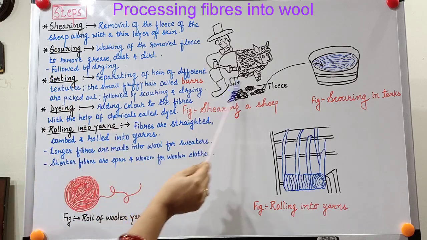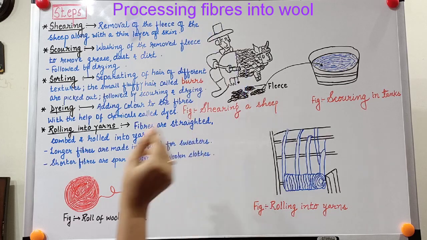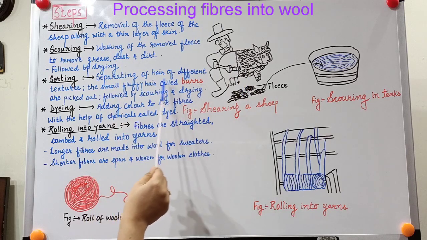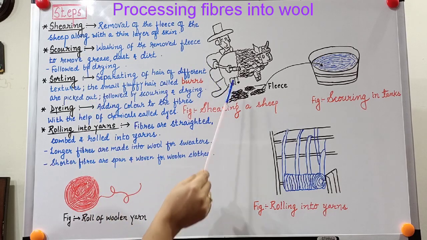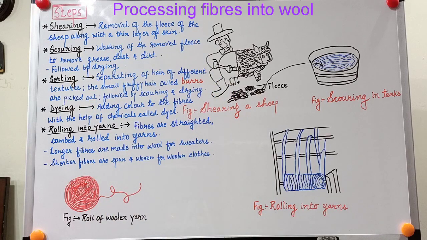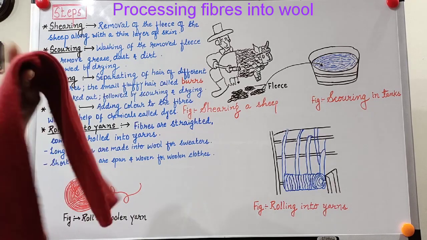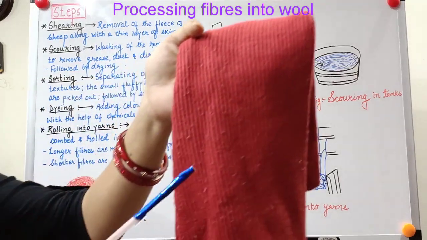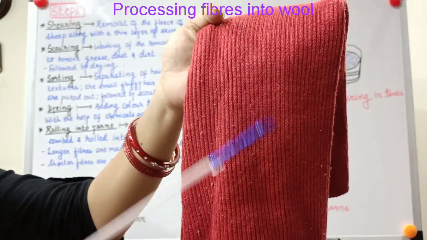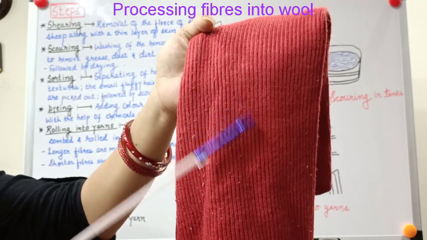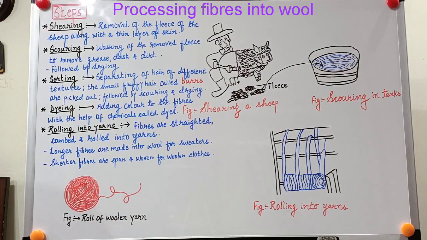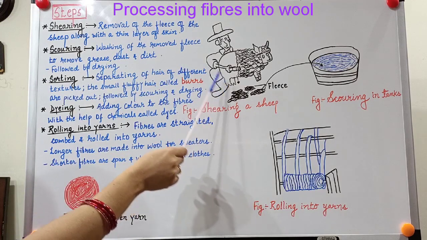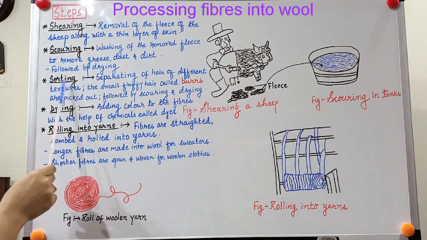In this bunch of hair, there are certain small fluffy hair which are called burrs. These must be picked out. These burrs are similar to the ones which are seen on your sweater sometimes. You may find the burrs on this sweater. These are the burrs. Similar kind of burrs are also found in the fleece that has been scoured, and those burrs have to be removed in the process of sorting.